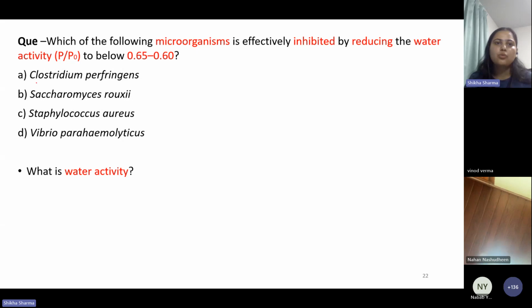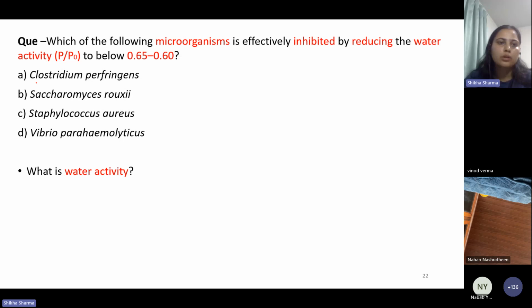So the next question is, which of the following microorganisms is effectively inhibited by reducing the water activity to 0.62, below 0.65 to 0.60? When the water activity goes beyond 0.65 or 0.60, which microorganism can be effectively inhibited? A. Clostridium perfringens, B. Saccharomyces rouxii, C. S. aureus, D. Vibrio haemolyticus.